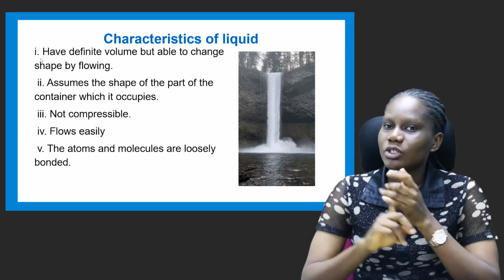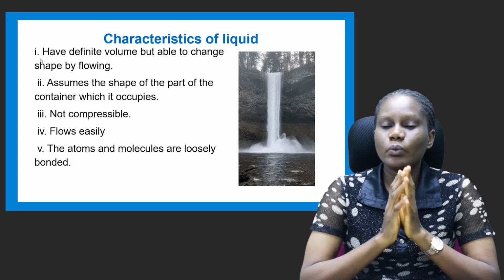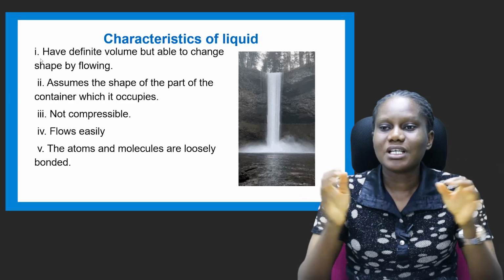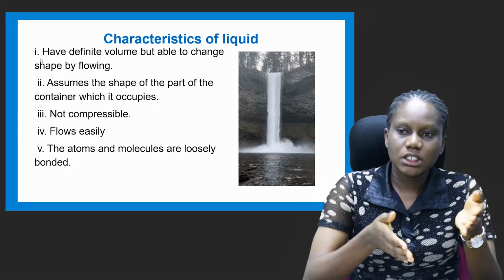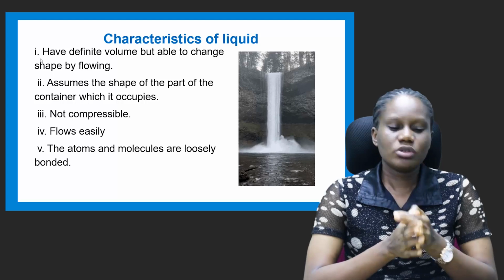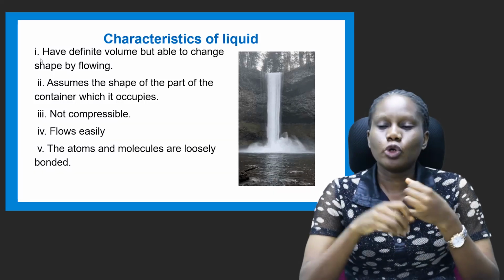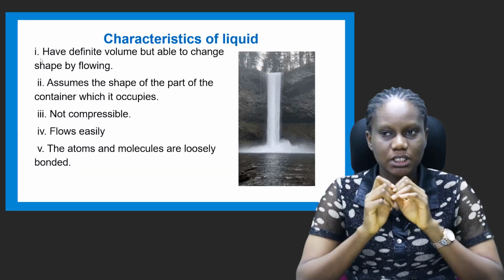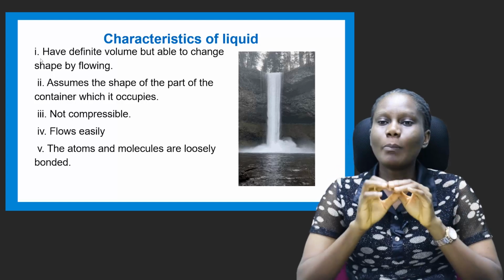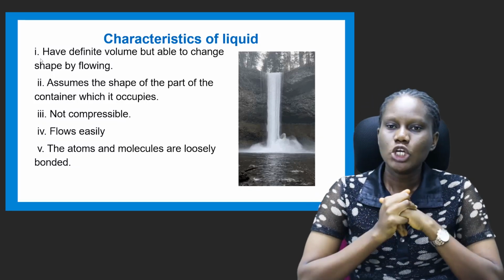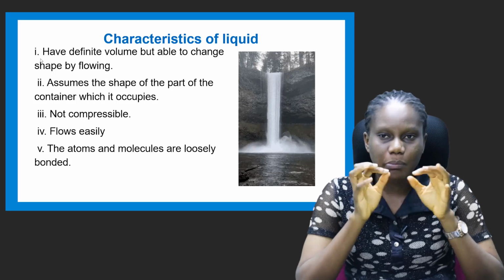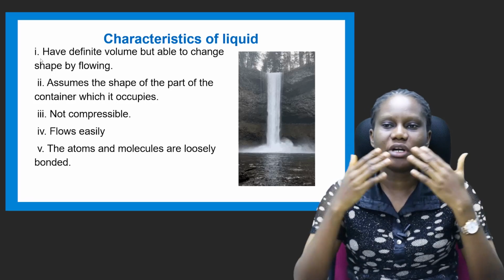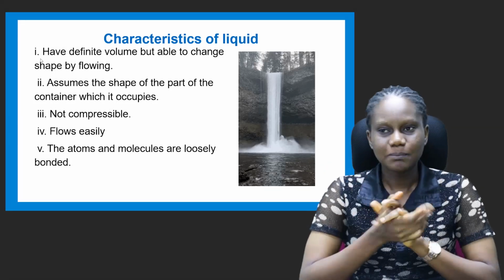Another thing, number 2, is it assumes the shape of the part of the container which it occupies. If you have a bottle that is demarcated, with something barricading it in between, and you pour water or juice or tea in one part of the bottle, it's going to take that particular space. If there's no leakage or passage for the water, it won't flow into the next. So it only assumes the shape of the part of the container which it occupies, and it's not compressible. You cannot compress liquid.